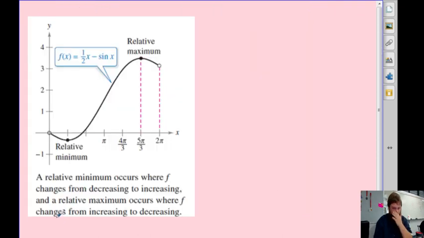Now let's look at a graph of this. So here's a graph to prove this. From 0 to 2 pi, I have a relative minimum right here, and a relative maximum here at 5 pi over 3. And there you go, all done.